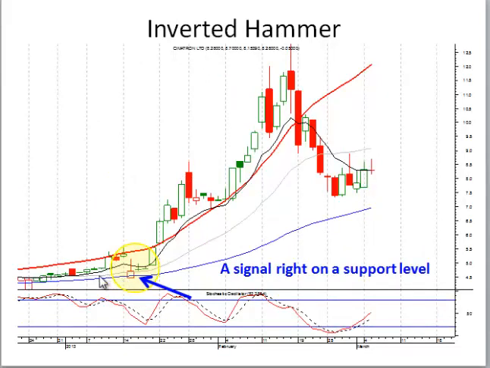If we see an inverted hammer occurring right on a major support level, just observe the obvious. The obvious is that's where everybody started buying again on the support level, and it started a very strong uptrend at that point.